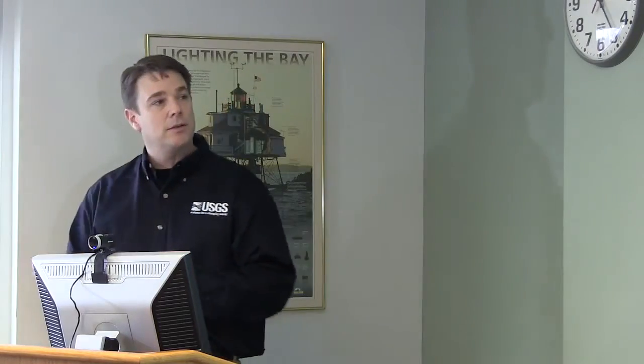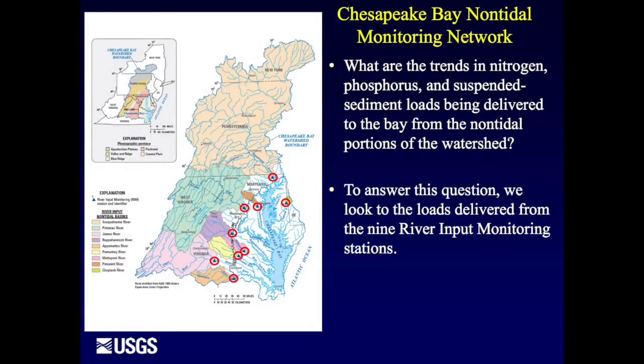Now, I really want to turn my focus to what's happening down within the bay itself. How is this information being translated to the bay? So the question that we're answering is, what are the trends in nitrogen, phosphorus, and suspended sediment loads being delivered to the bay from the non-tidal portions of the watershed?